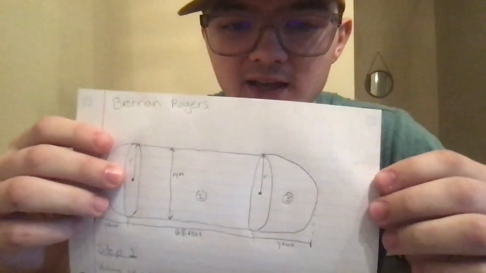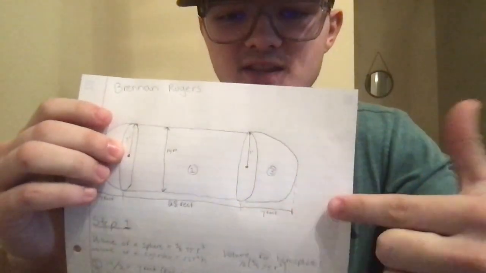Hello, everybody. My name is Brennan Rogers, and for this assignment, we were asked to solve the total volume in barrels of a sphere or this tank that they give us the measurements on in the textbook. So basically, this is what it looks like. They give us all of the numbers in the textbook.